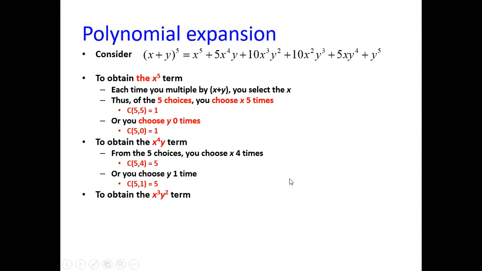Also, if we want x cube y square, the same. X cube will give us C(5,3). Y square will give us C(5,2). Both give us the same number, equal to 10. Okay? And so on. That's how we calculate all the coefficients for any polynomial. Okay? Any question here?